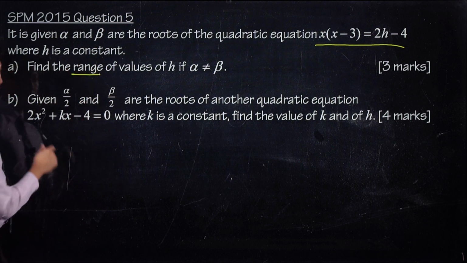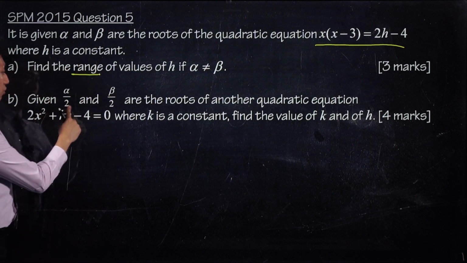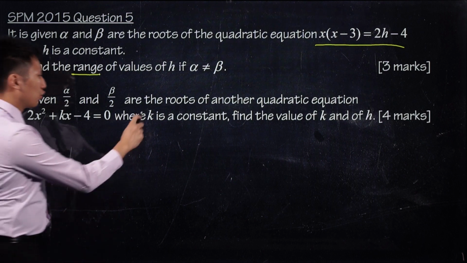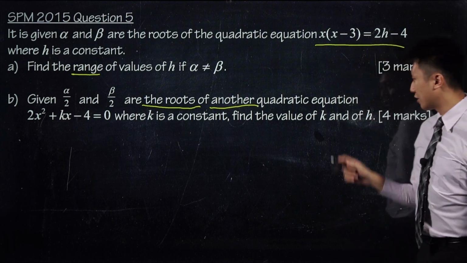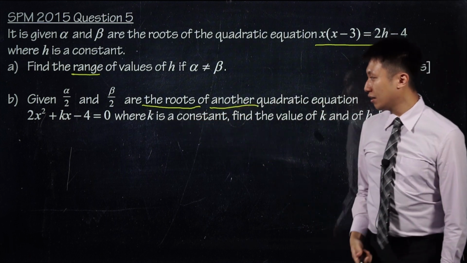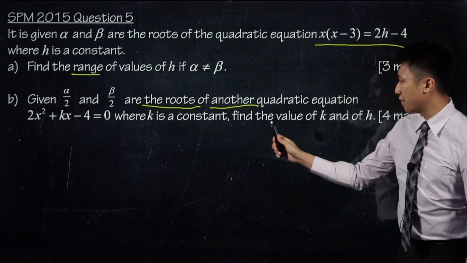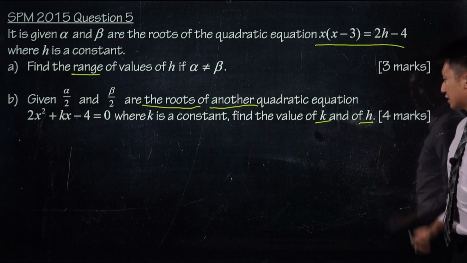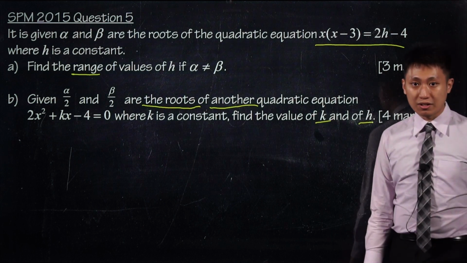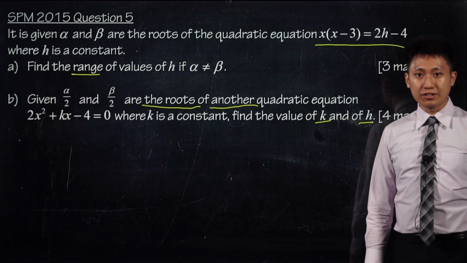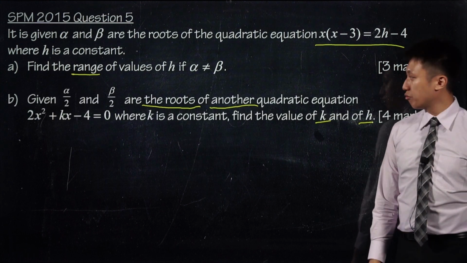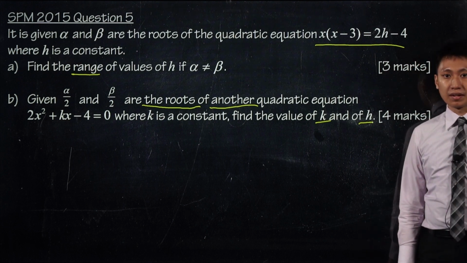Okay, second, given alpha over 2 and beta over 2 are the roots of another quadratic equation, that thing, where k is a constant, find the value of k and h. Okay, that's what you need to do now. So try to pause the video and do it yourself, and we'll come back to discuss the answer.